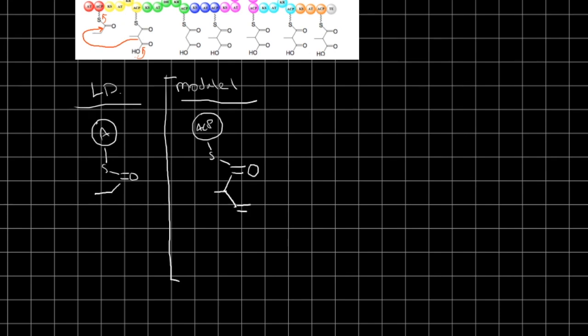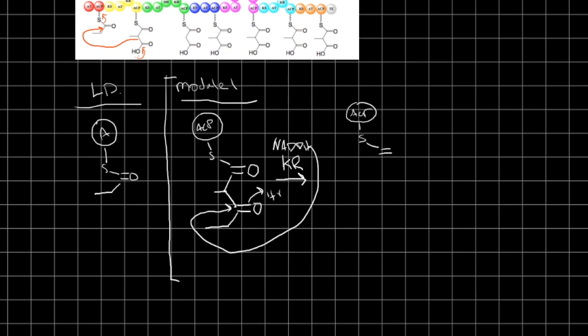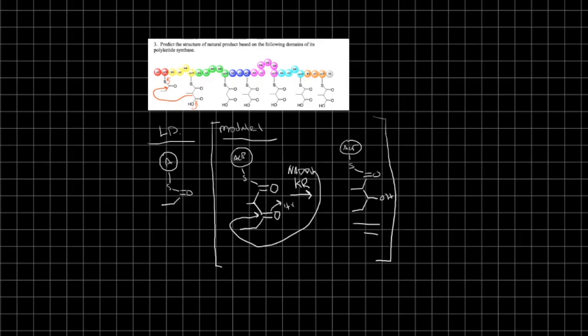So here, you're going to end up with this beta keto group, right? So here's your propionate that's now been attached to your methylmalonate. And then the KR domain is going to reduce via NADPH, just like we saw before. It's going to reduce this ketone. Right, so then nothing's changed there, but now you're going to have this guy. Alrighty, so now you can see what we have for module 1.